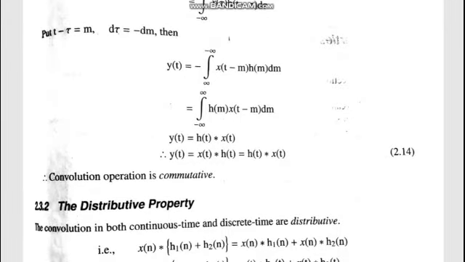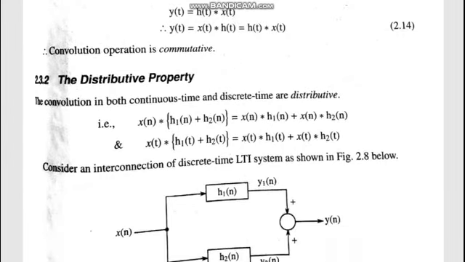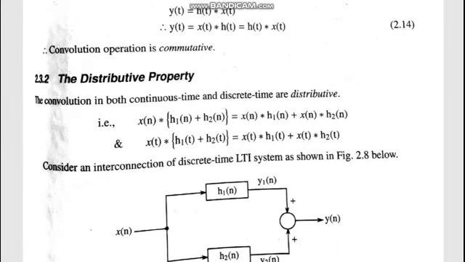Then, therefore, y of t is equal to x of t convolved with h of t. This can also be written as h of t convolved with x of t. Hence, the convolution operation is commutative. Similarly, we'll go for the second property, that is the distributive property. The convolution in both continuous time and discrete time is distributive.